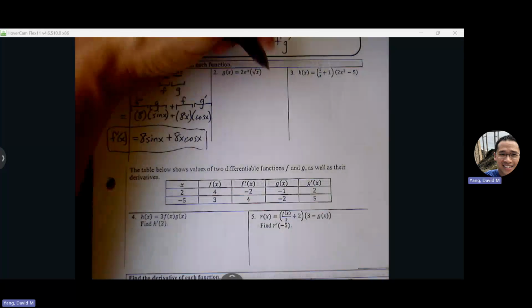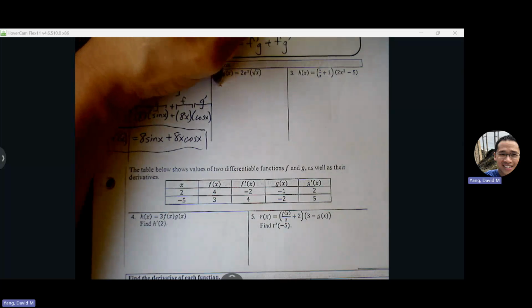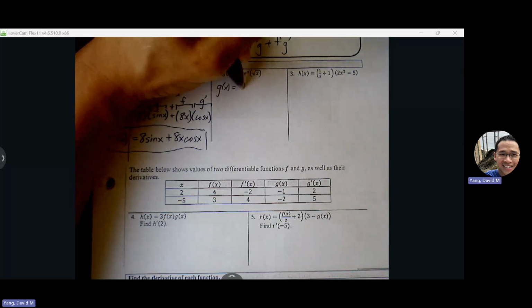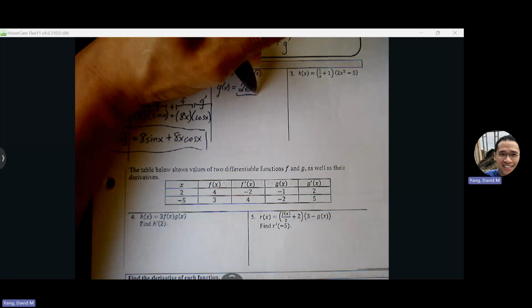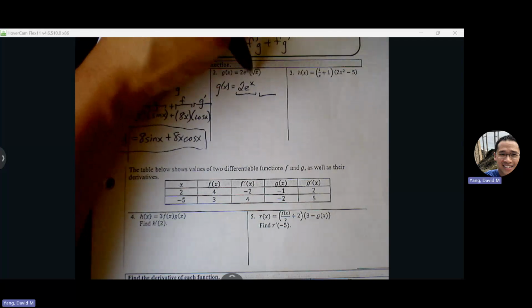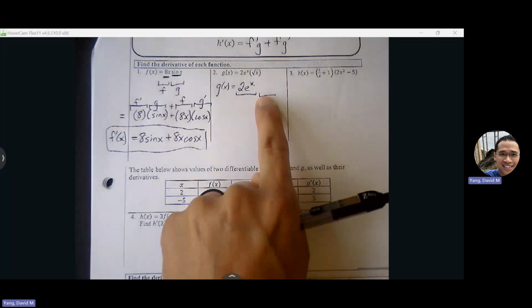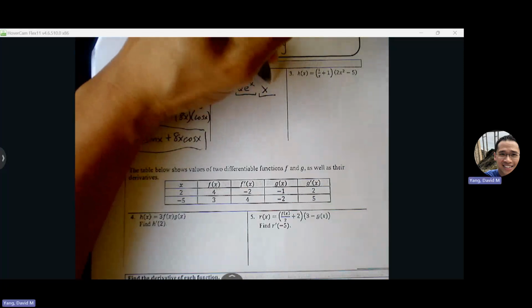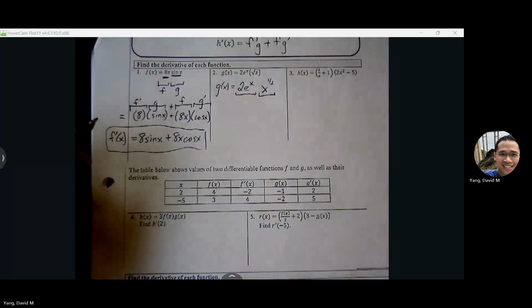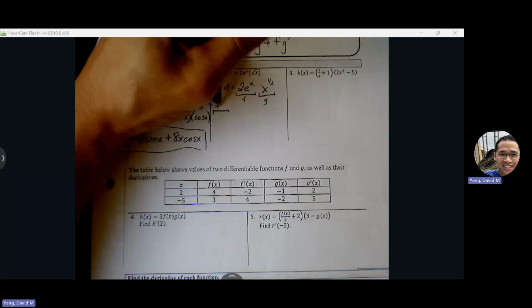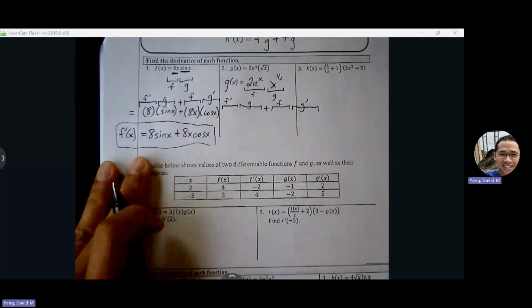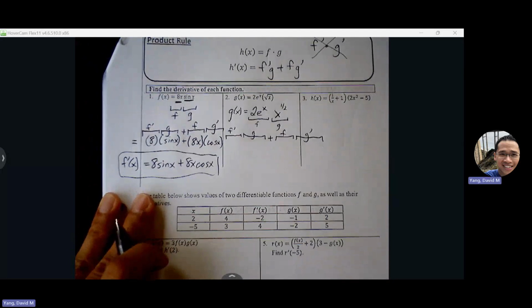All right, number 2. We can think of 2e to the x as the first term. The second term is root x, but if I want to get root x ready for power rule, I can rewrite it as what? Yeah. I'm just going to build out and label what I need to find, and I'm going to put them into my product rule formula.